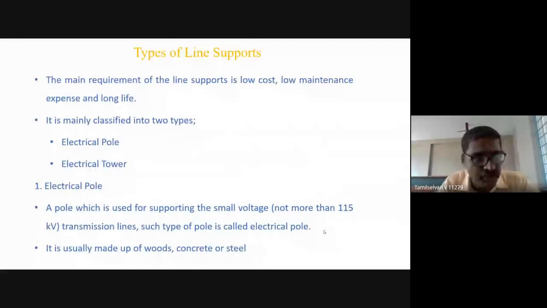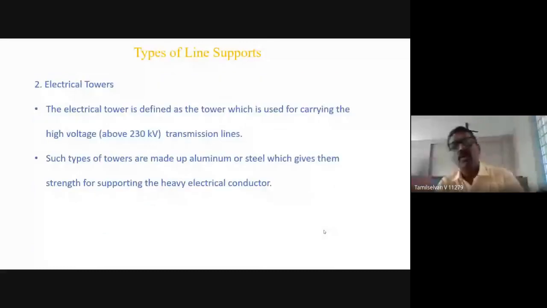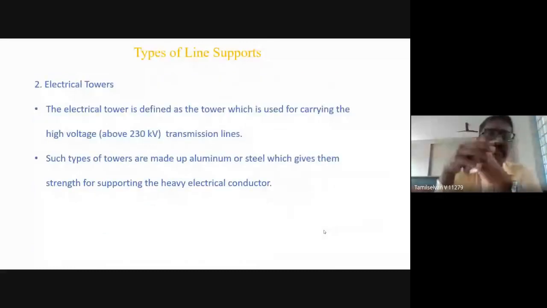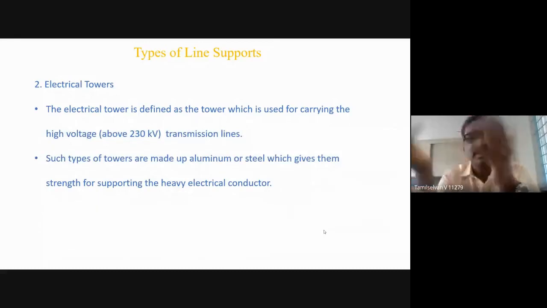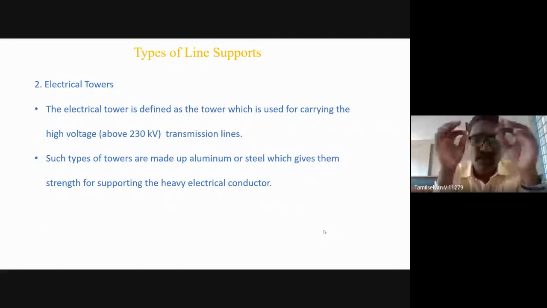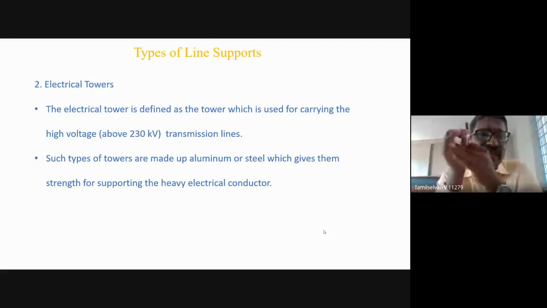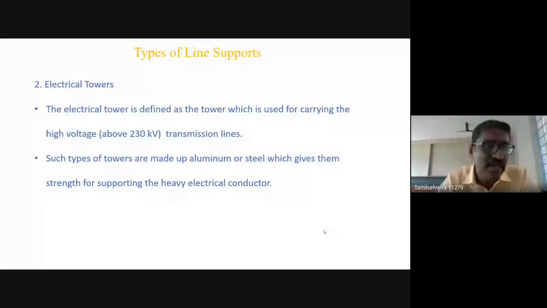Okay, when the tower is going to carry high voltages, more than 115 kilovolt, or 230 kilovolt and above, we need only the structure of towers. Normally these structures are made up of aluminum or steel, which gives the strength for supporting the heavy electrical conductors. That we call towers.